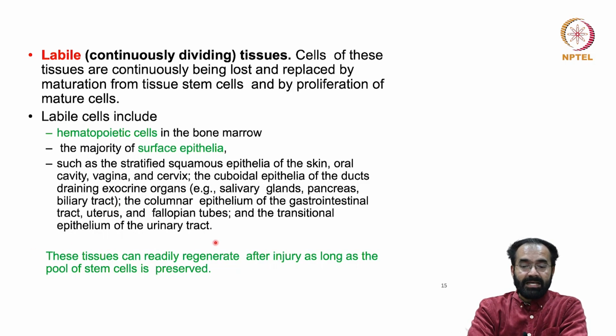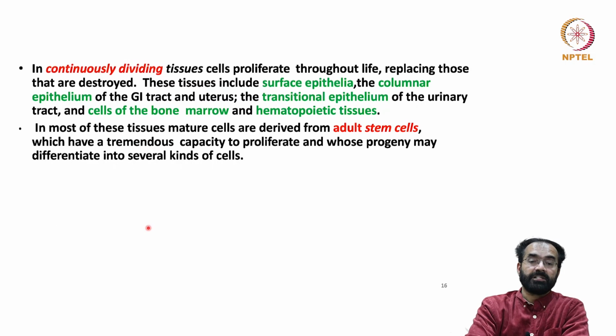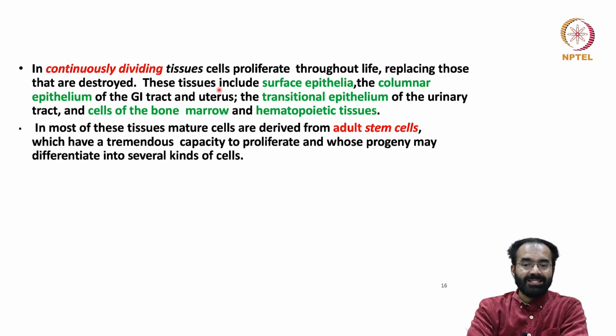These tissues can readily regenerate after injury as long as the pool of stem cells is preserved. In old age, what happens? The stem cells can deplete for various reasons. Your stem cell population decreases, hence the labile cell population also decreases. In continuously dividing tissues, cells proliferate throughout life, replacing those that are destroyed. These tissues include surface epithelia, the columnar epithelium of the GI tract, GI meaning gastrointestinal tract, and uterus, the transitional epithelium of the urinary tract, the cells of the bone marrow, and hematopoietic tissues.